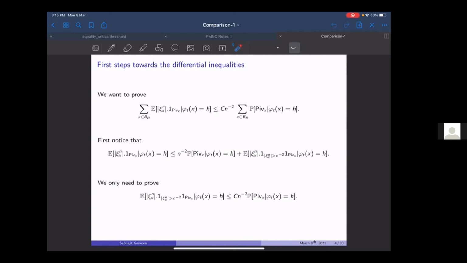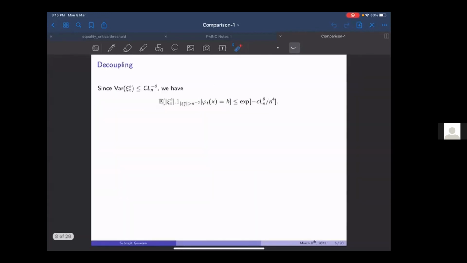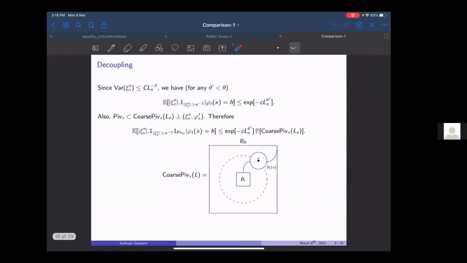Because remember, although psi xn has a big range, it has a finite range. But that range indeed can be as big as possible. That's true. So of course we have to do what? The first step might be to push the support of this event p of x far away. So what do I mean by that? Let me quickly come to the picture.